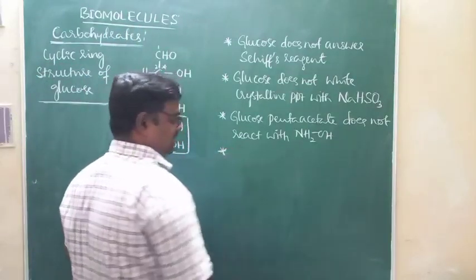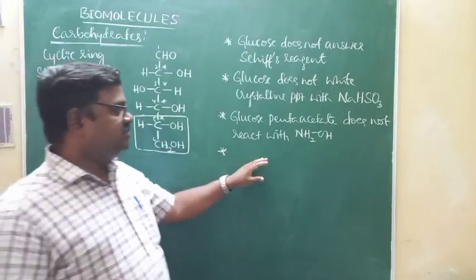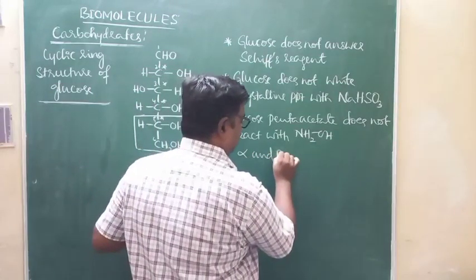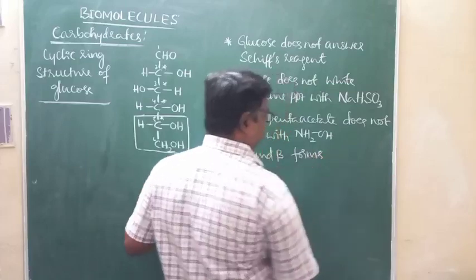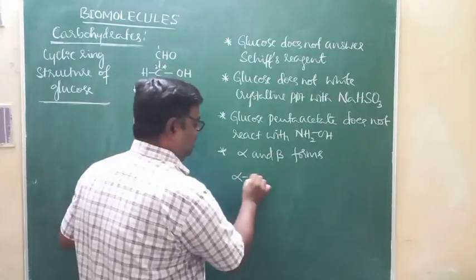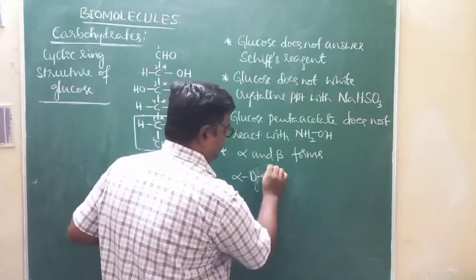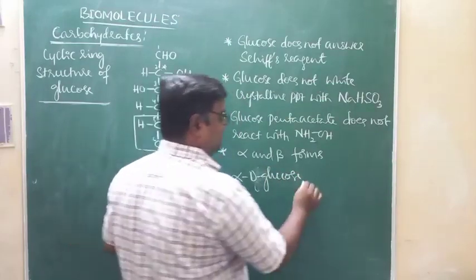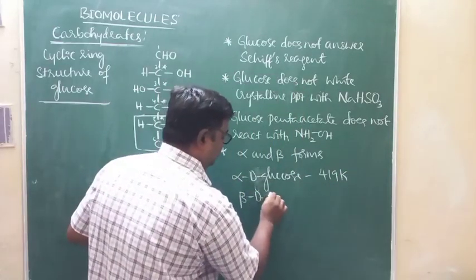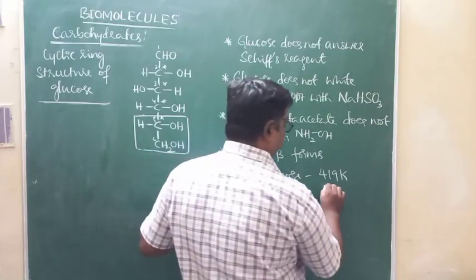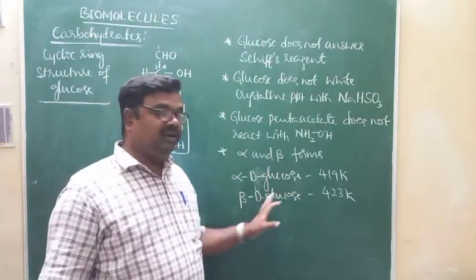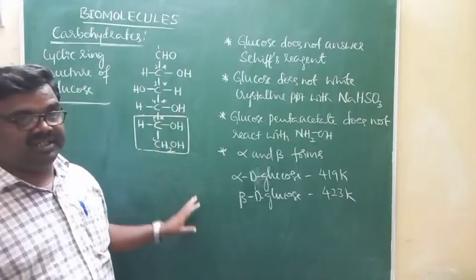And the fourth fact that we cannot explain on the basis of open chain structure of glucose is that glucose exists in alpha and beta forms. We have alpha glucose and beta glucose with different physical and chemical properties. For example, alpha D glucose has a melting point of 419 kelvins, whereas beta D glucose will have a melting point of 423 kelvins. The existence of alpha D glucose and beta D glucose cannot be explained on the basis of open chain structure.